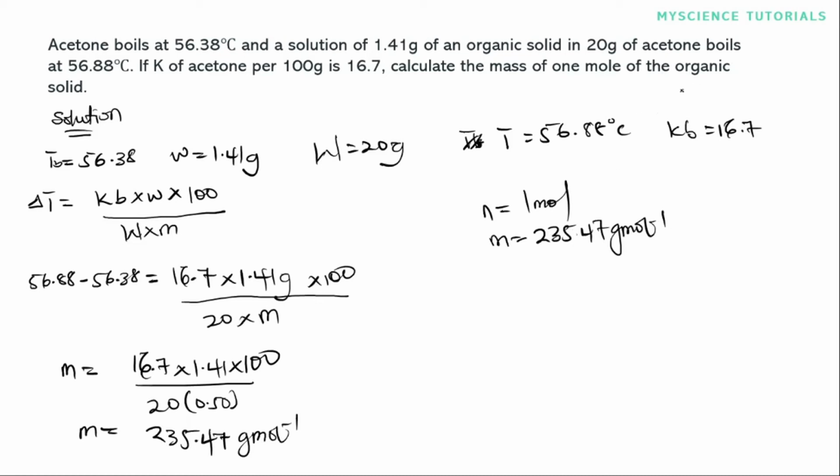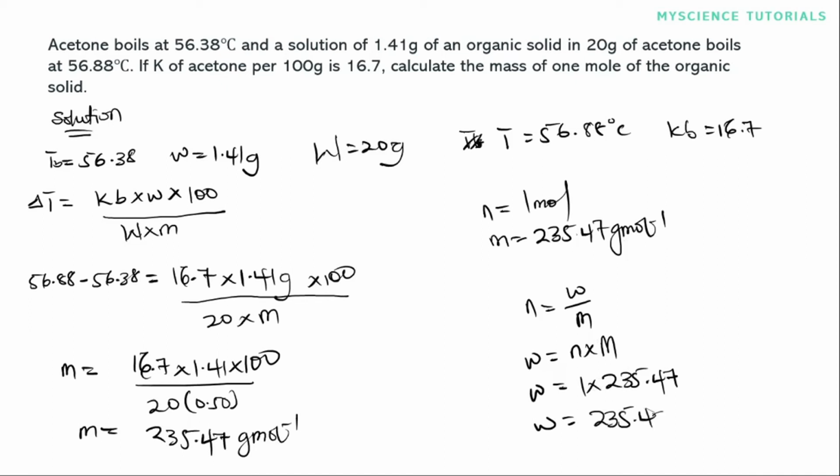So we can easily calculate the mass of the organic solid. We know mole is mass over molar mass. So if we make mass the subject, which is W, we get mole multiplied by the molar mass. So our mass in this example will be our mole, which is 1, multiplied by 235.47. So the mass of the organic solid is 235.47 grams. Okay, so this is the mass of our organic solid.